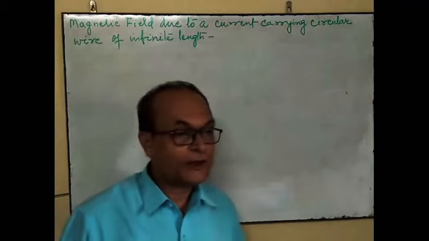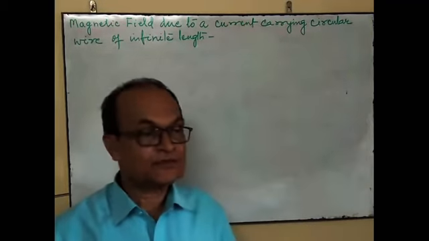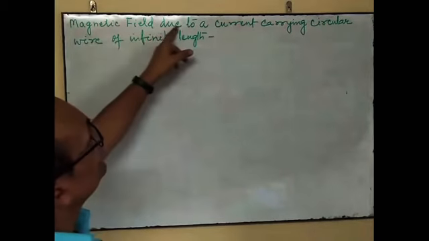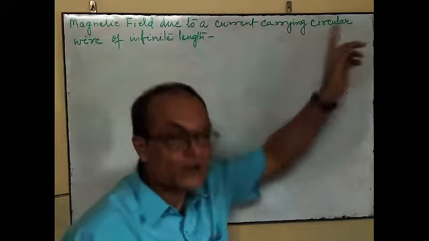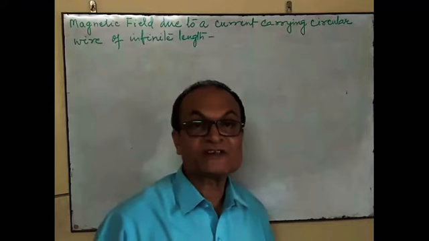Now welcome back to another class, continuing the same chapter. The topic is the magnetic field due to a current carrying circular wire of infinite length using Ampere's law.